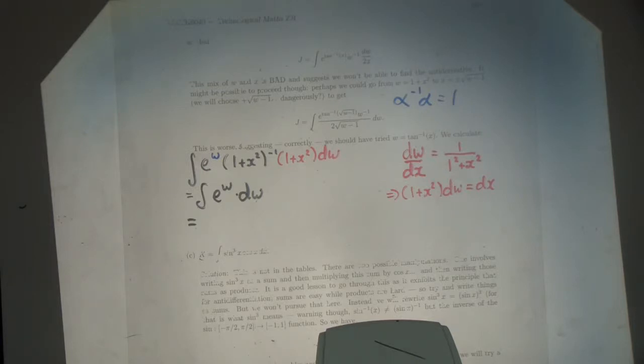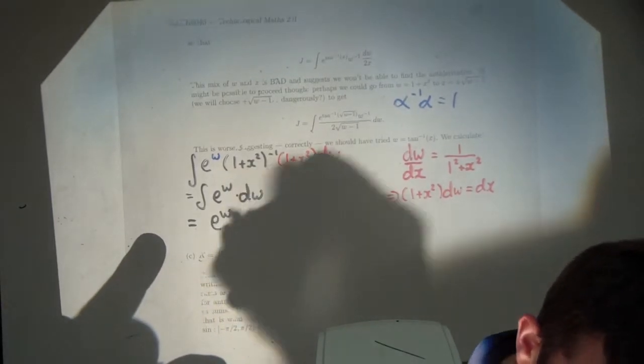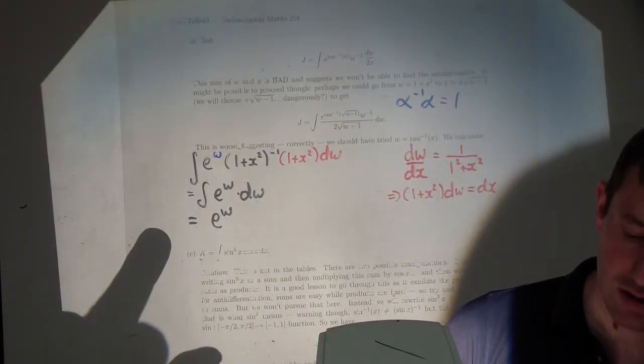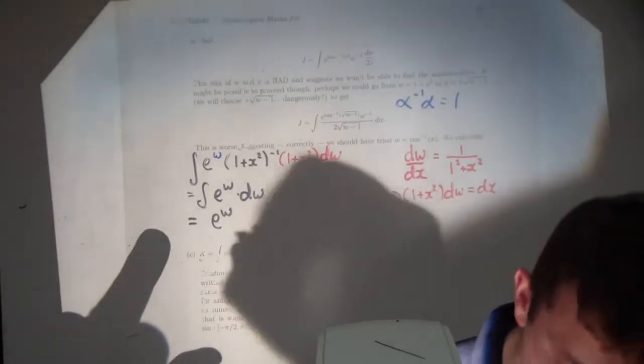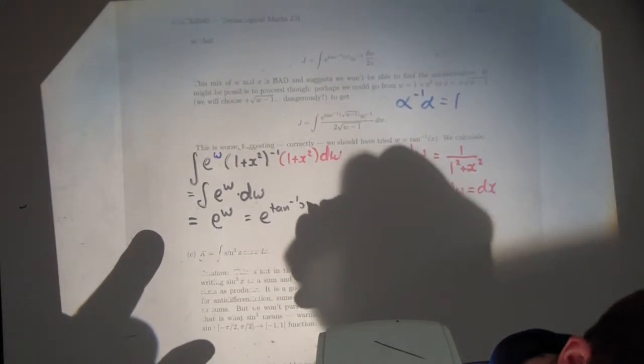The antiderivative of e to the w is e to the w. And then we should go back in terms of x. The w was inverse tan of x. And plus the c.